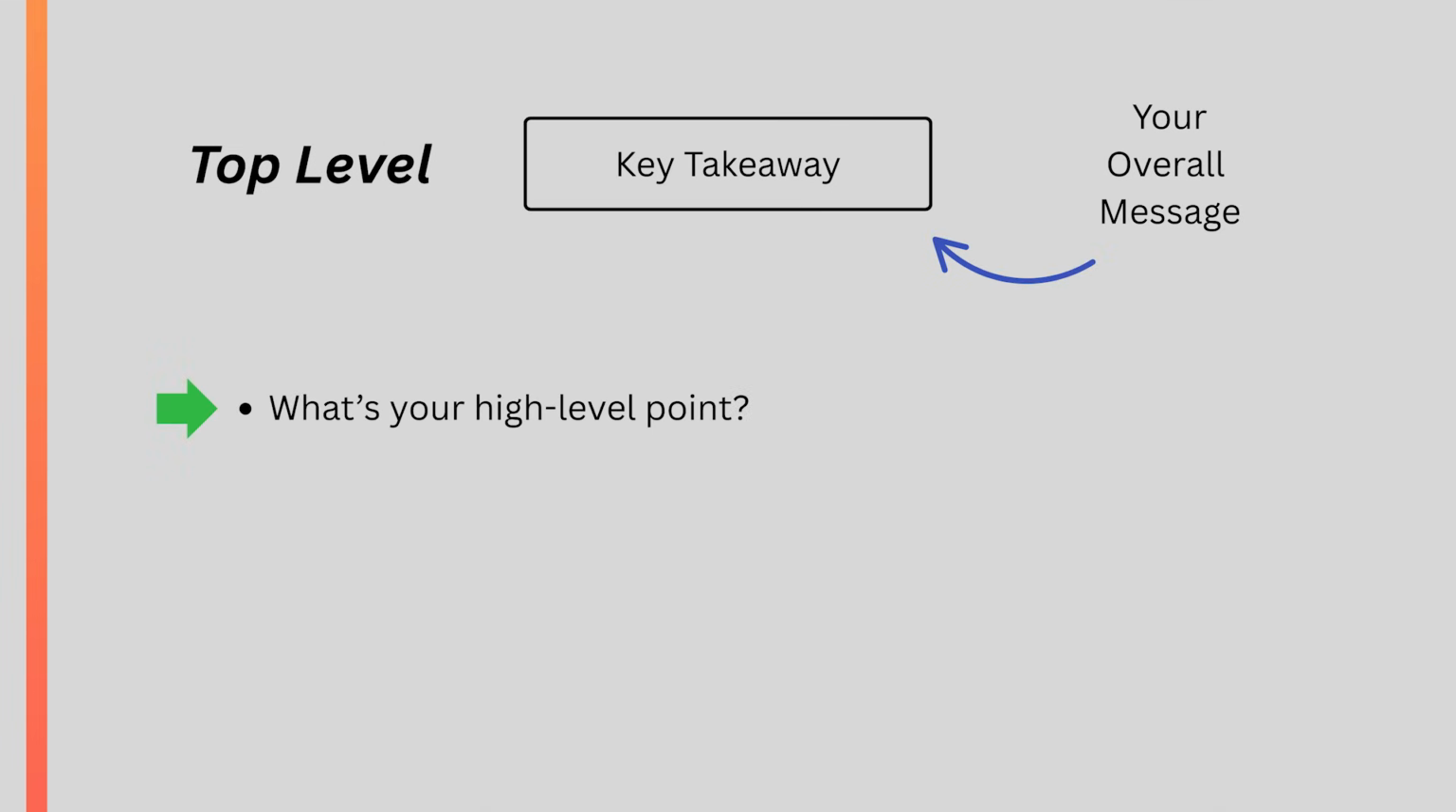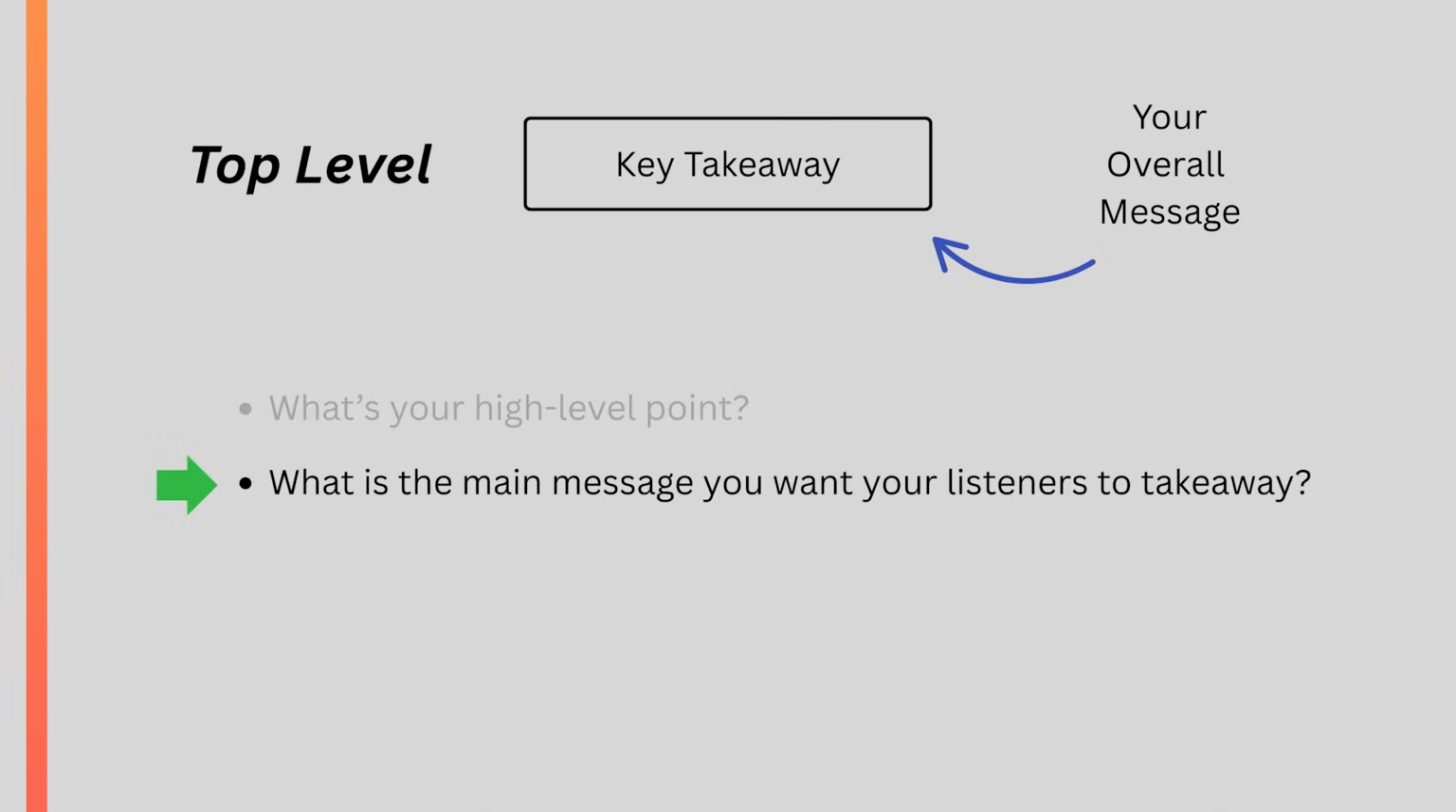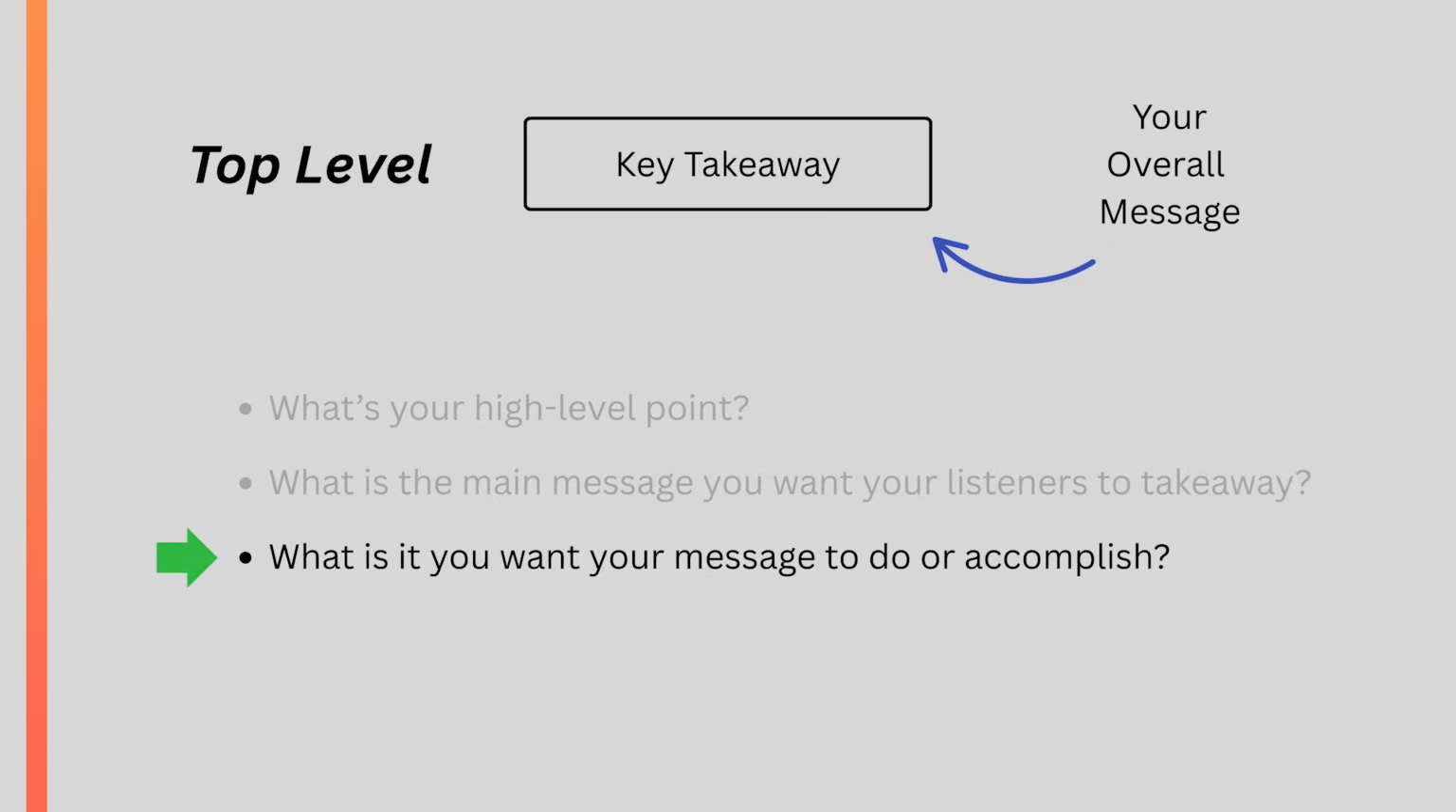McKinsey's pyramid has 3 levels, the top level, second level, and the third level. Your top level message answers the question, what's your overall point? What's the main message you want your listeners to take away? What is it you want your message to accomplish? This is more than simply expressing a general idea. Your level 1 message should lean towards some action that you want to see happen.